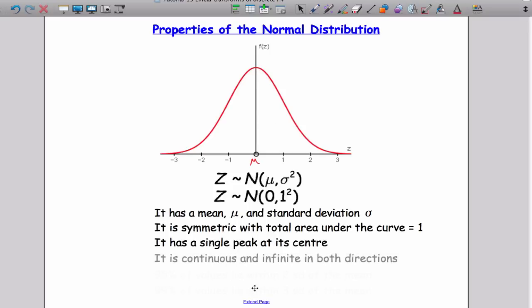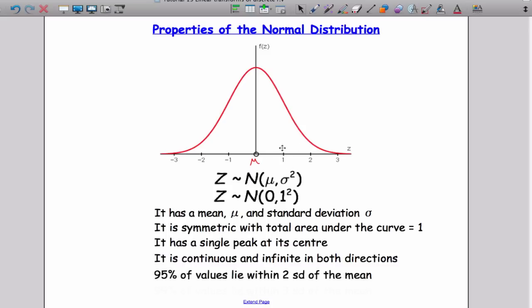It is continuous and infinite in both directions. So this is what we use to model our continuous random variables, and it's infinite in both directions. It doesn't actually stop here. We'll get infinitely closer to the z-axis in this case, but we'll never actually touch it.